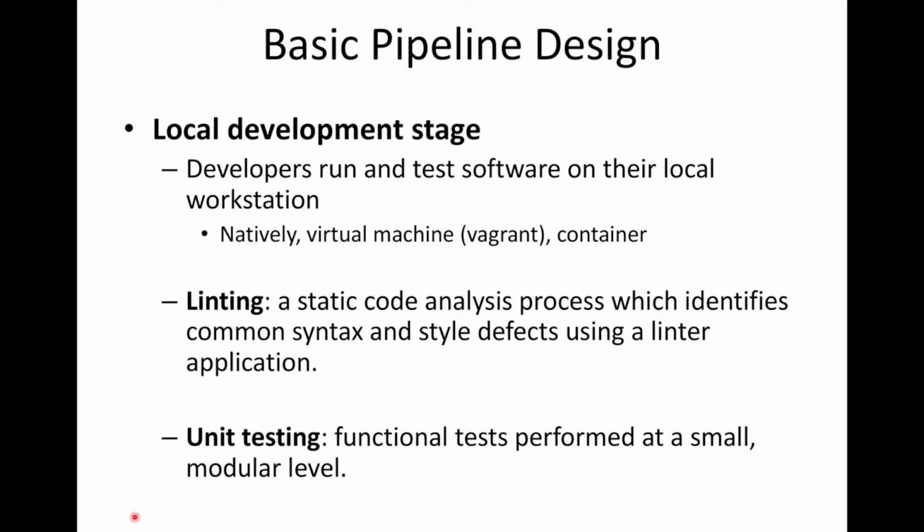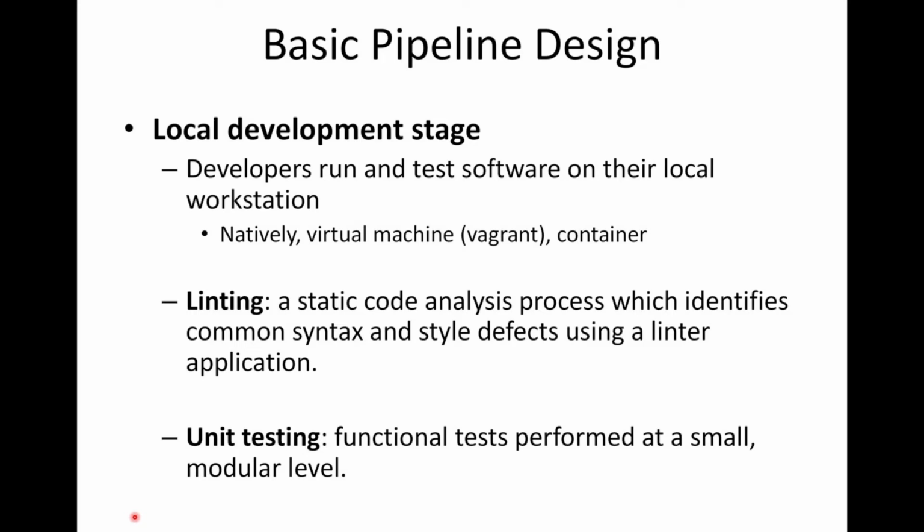In the local development stage, developers are running and testing their software on their local workstation typically. Sometimes they'll be testing software inside of a virtual machine, like a Vagrant environment, or on a container. Maybe they'll be using a virtual machine that the company is providing to them. But this is a local development environment, a local sandbox that the developer is working in. Inside that local development environment, the developer is writing code, and they might be running and testing code locally.